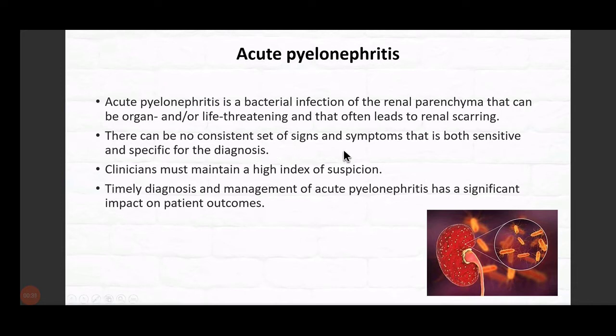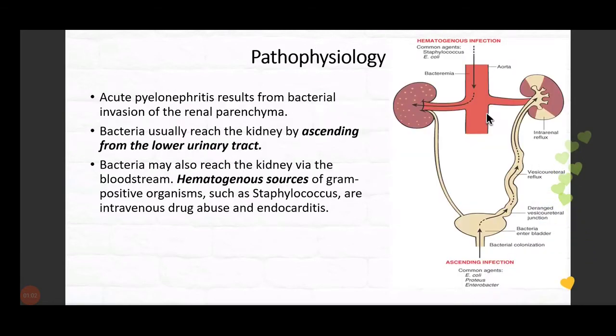It may have a typical pattern, or it may not have a consistent set of signs which should be able to make an exact diagnosis. So always keep a high index of suspicion. The suspicion must be there because the sooner you intervene, the sooner you treat the patient, the better is the recovery. Whereas in the later phases, the recovery will be a bit difficult. So timely management will have a significant impact on the patient outcomes.